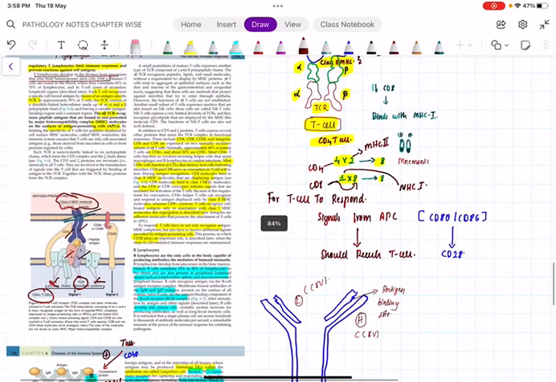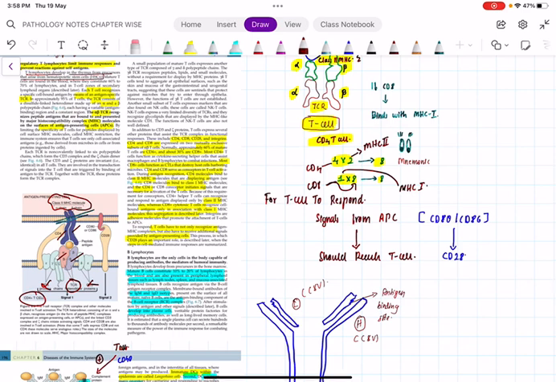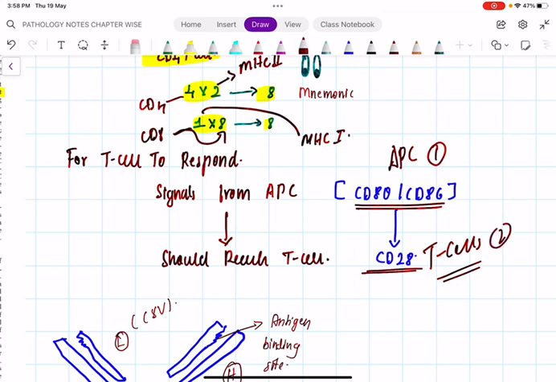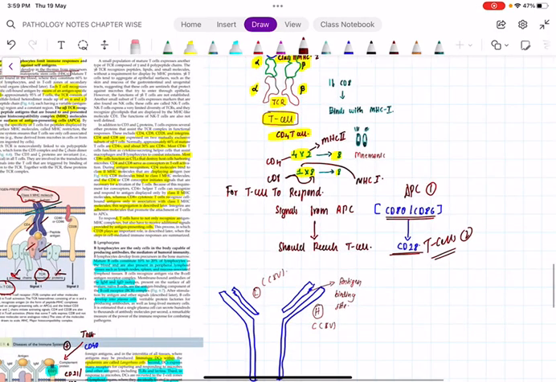The APCs will send some signals via two important molecules. That is CD80-86 and CD28. We will see that in detail again in autoimmunity. So the CD80, CD86 of the APC will send signals to CD28 of the T cells. You should remember two points. CD80 and 86 are in APCs. CD28 is present in T cells. I hope this is very clear for you.